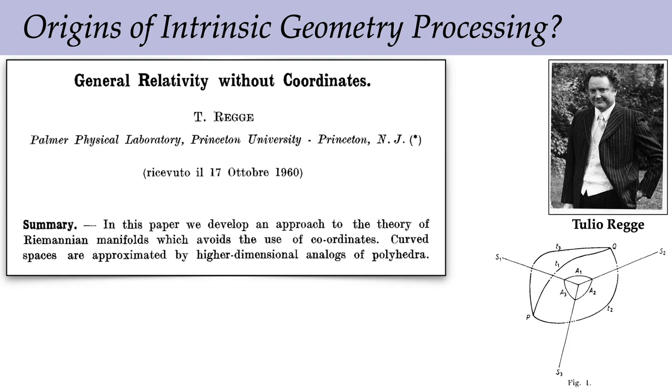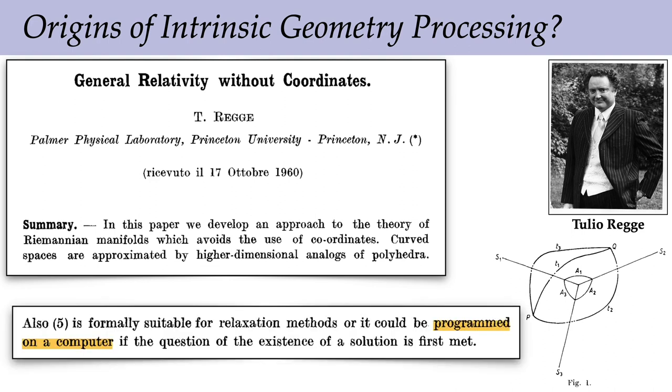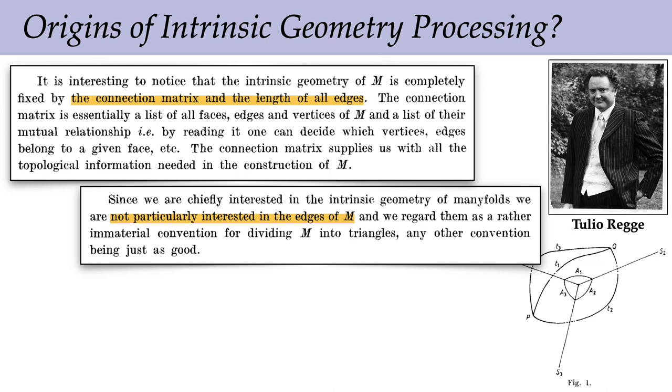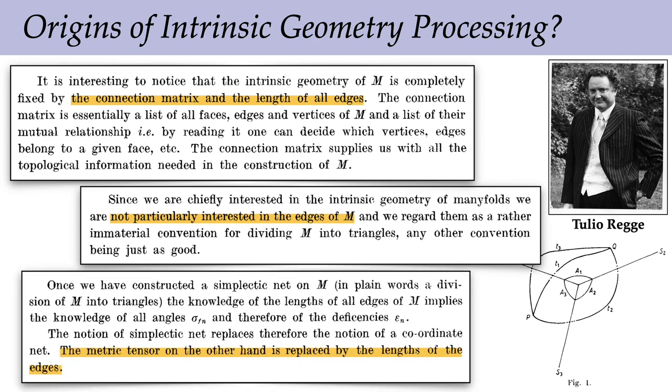So here's a very classic paper by Tullio Regge from 1960, and it's actually remarkable how much it resembles our modern way of thinking about discrete geometry. In fact, it's even motivated by solving equations on a computer. So you could actually think of this as one of the very earliest papers on geometry processing. Digging a bit deeper, we find that Regge was really exploring this idea of intrinsic triangulations, and he came to all the same conclusions that we will in this course. So he says, for instance, all the data that we need to describe this thing is just the connectivity and the edge lengths. The particular choice of edges actually turns out not to be that important, and the edge lengths give us the discrete version of the metric, or the metric tensor.